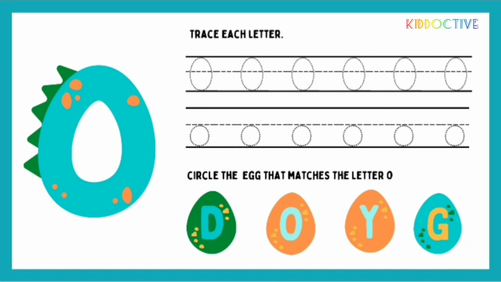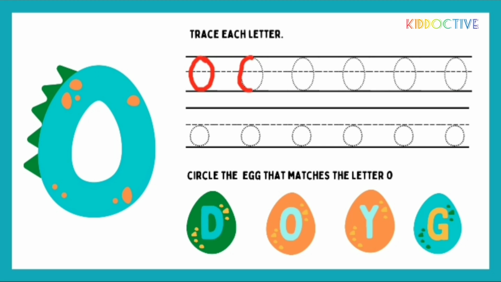Now comes letter O. O, we are going to trace. Letter O. Okay? The small letter O. Circle the egg that matches the letter O. Letter O looks like this. So we are going to find out where is the letter O. There are two orange color eggs, but one is having letter O. That is the second one.